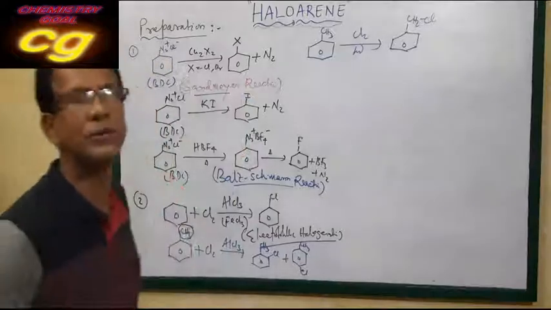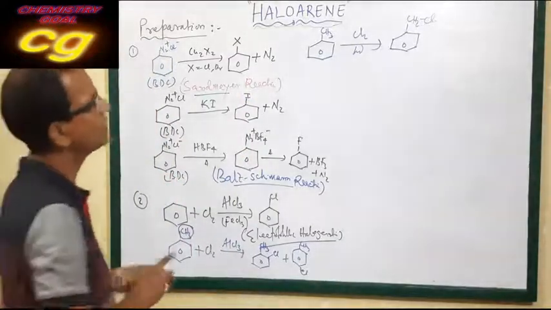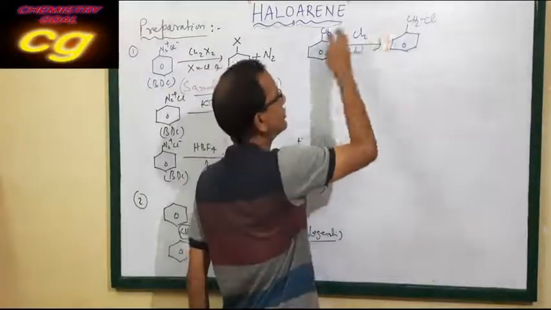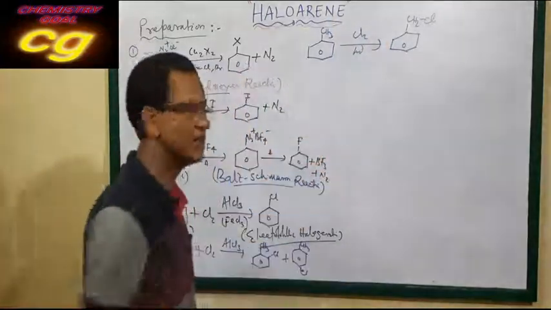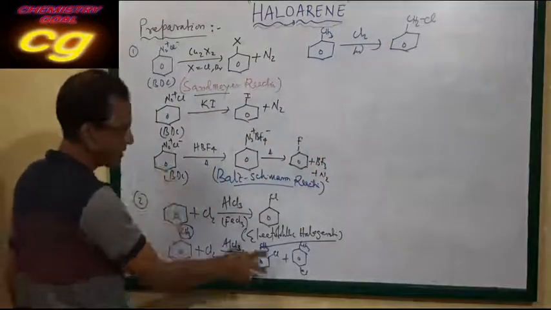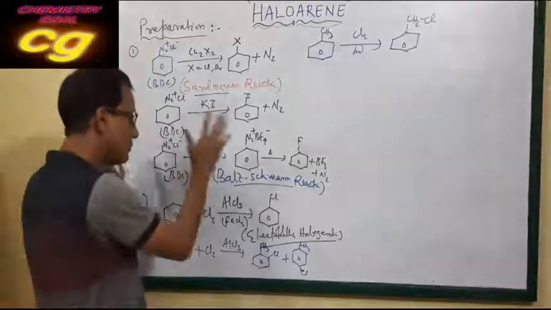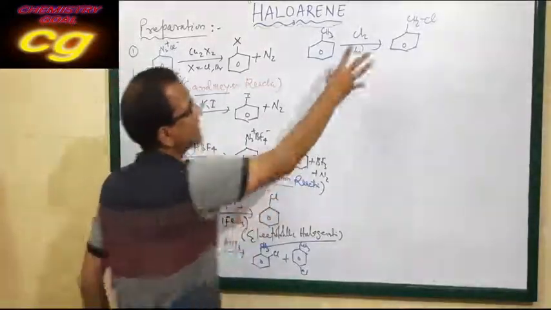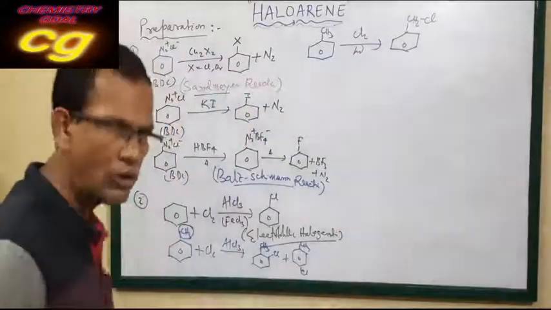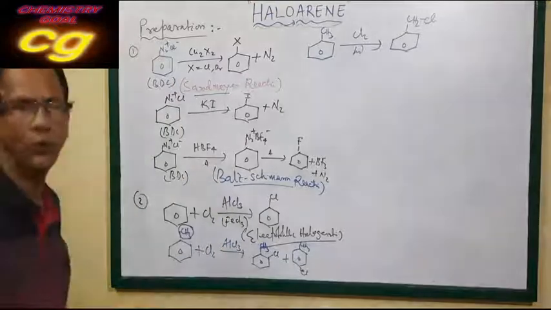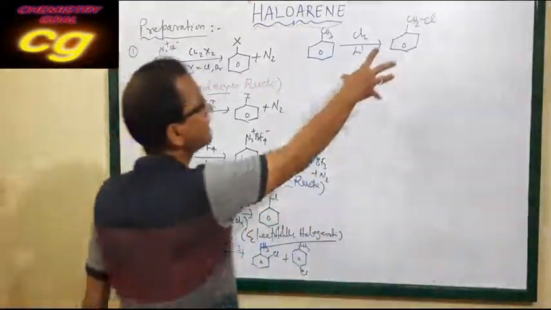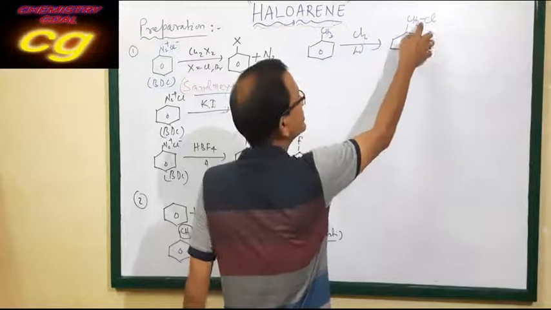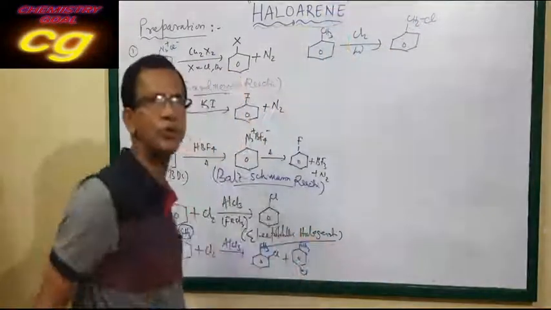This is called side substitution product. Here also it is halogenation, but here the substitution is at the side chain. But here the substitution is at the ring. So ring substituted halogen compound and side chain substituted compound both are also one type of haloarene. It is also an aromatic haloarene. This is an aromatic compound because it is a derivative of toluene.